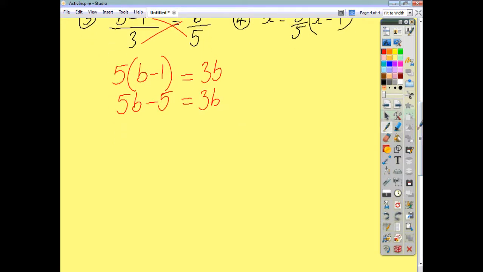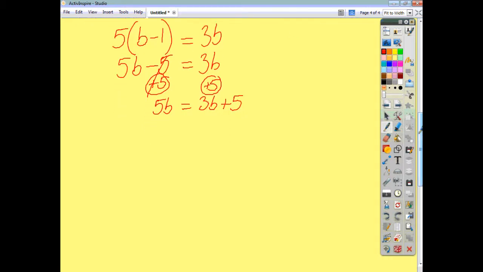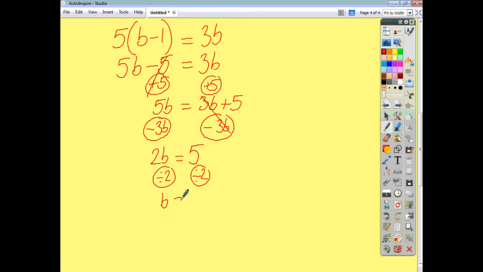And then, what can we do? Well, I'll add 5 to both sides first. So they cancel out. So I end up with 5b is equal to 3b plus 5. And then, if I subtract 3b from both sides, I then end up with letters on one side, numbers on the other. And that leaves me with 2b on the left and 5 on the right. Divide both sides by 2. And we end up with b equals 5 over 2, or 2.5 if you like.